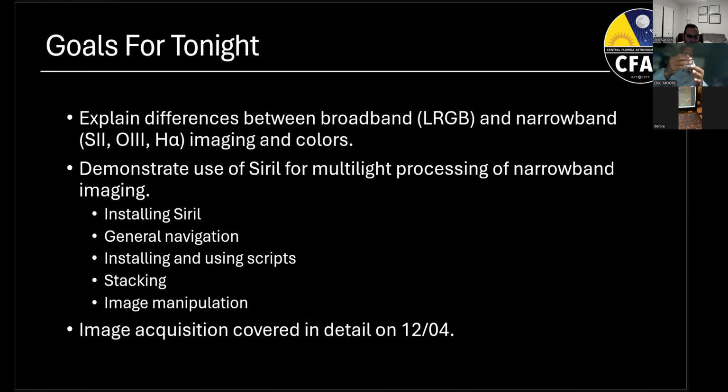So goals for tonight is to go over the difference in broadband, which is typically done as LRGB, and narrowband, which is the sulfur, oxygen, hydrogen images and the colors. This is kind of universal, not just for Siril, but I think it's important to understand, especially if you're just starting with processing, regardless of software, to give you a better idea of what I'm doing. And then really the bulk of it will be demonstrating how to use Siril.